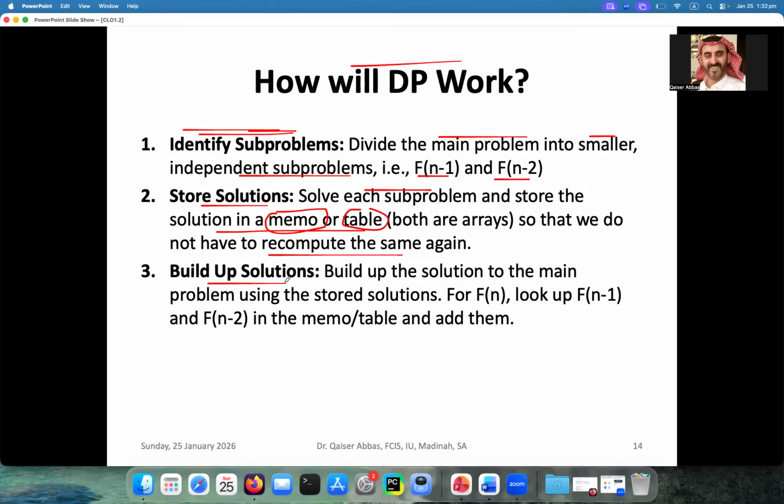Then build up the solution. We have stored solutions in the memo, so we will use the stored solutions, and for new subproblems we will calculate the result and store them also in the memo. Every subproblem which you visit once, you will calculate the solution and store it in the memo. If it comes again, you are not computing it, you are using the stored result.